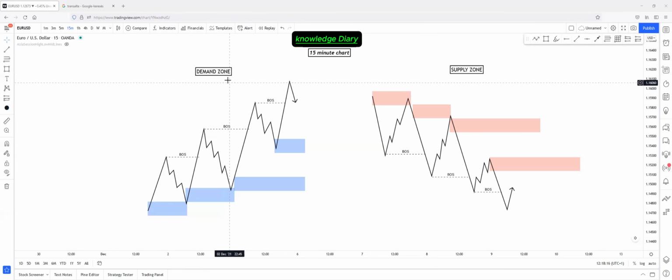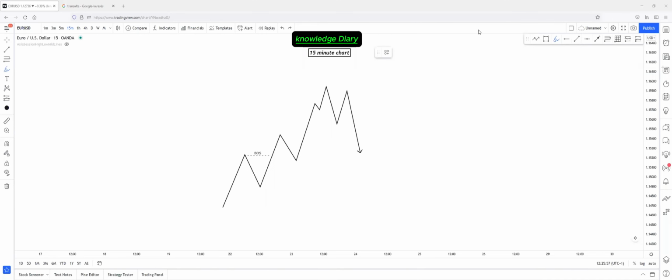Okay, the next criteria is, it has to break structure or change character. A supply and demand zone will only be valid if it breaks structure or an opposite side zone. Let's see an example for this. Okay, let's see an example. As you can see, I just drew a higher high and higher low structure here, which is bullish. It creates a break of structure to the upside.